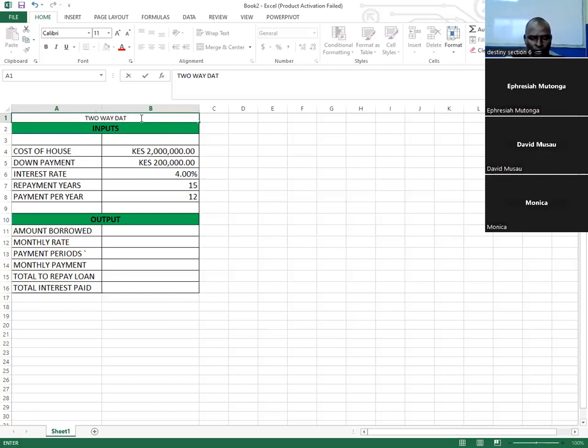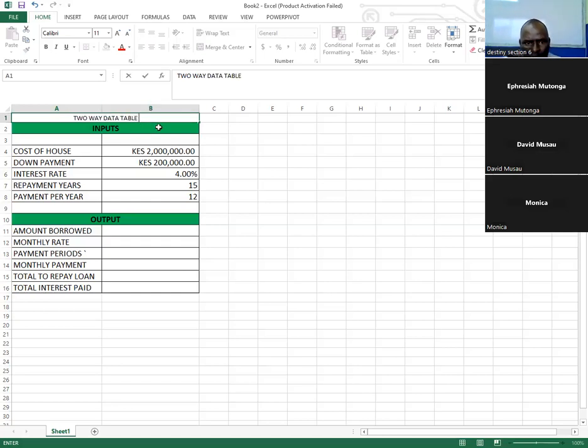I wanted us to do the concept of the two-way data table, and then we'll go back to our past paper, and then at least we do the loan amortization, and then we call it a day. So, two-way data table.